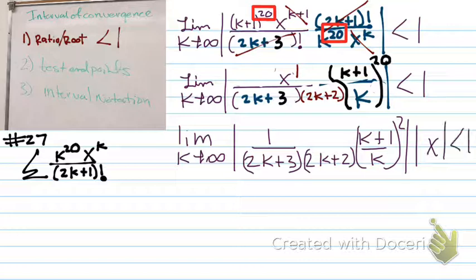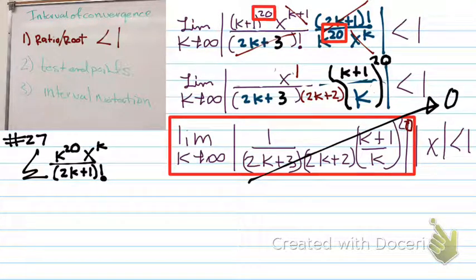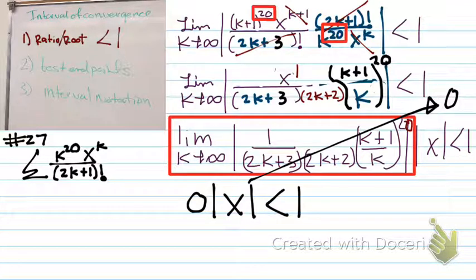Make it pretty. The absolute value of a product is the product of the absolute values, and I write it as such so that I can see what my limit as k goes to infinity is. We see that goes to 0 because our denominator has 2 degrees larger than our numerator, and the big denominator goes to 0. So what do I have? I have 0 times the absolute value of x, and we want to know where that's less than 1.